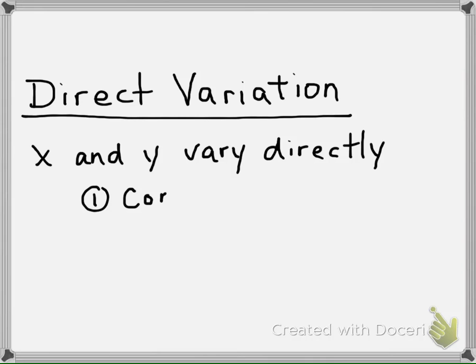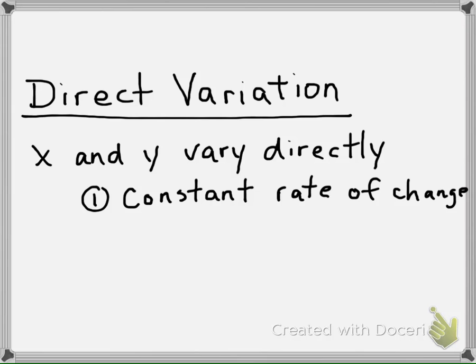There are two things that have to be happening in order to have direct variation. The first is you've got to have a constant rate of change. The second is that they have to be proportional to each other.